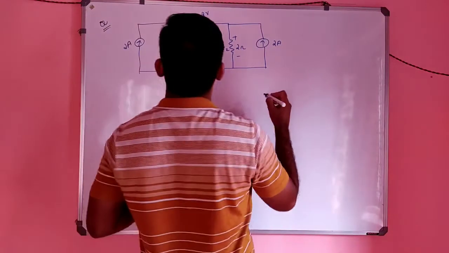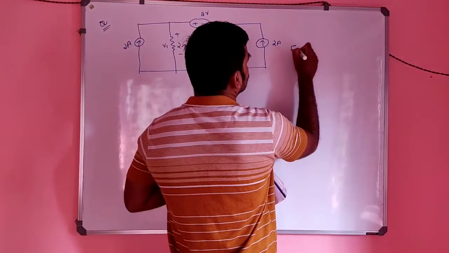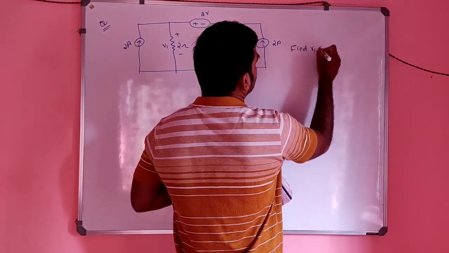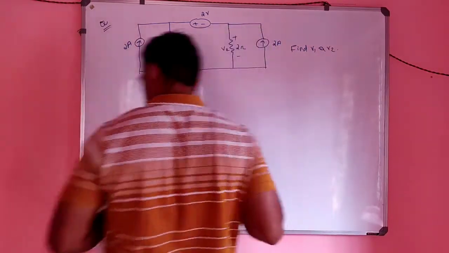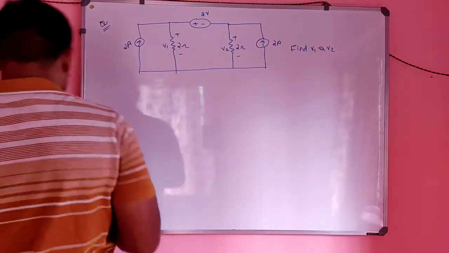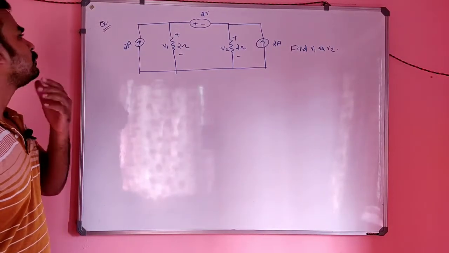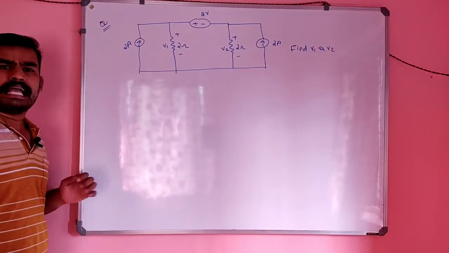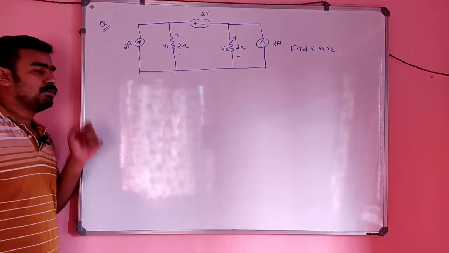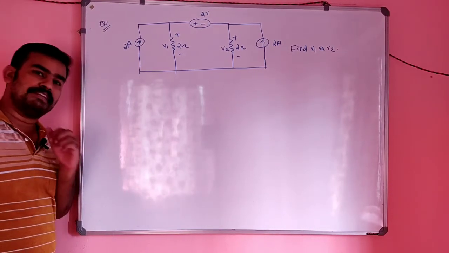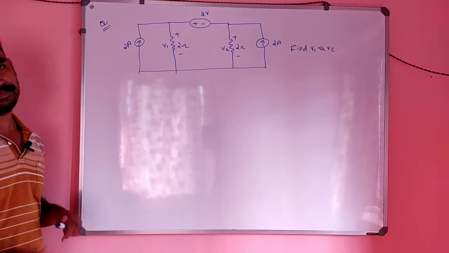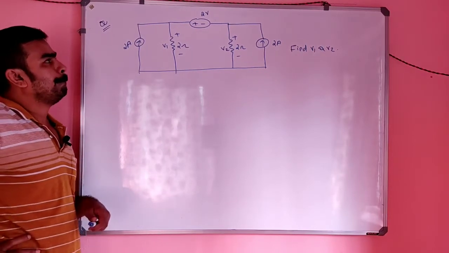So find V1 and V2, that's our answer. You have to find the value of V1 and V2. See, there is a difference in this question compared to the previous questions. What is the difference there?